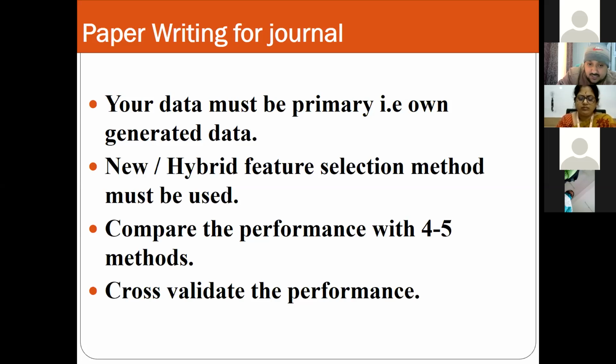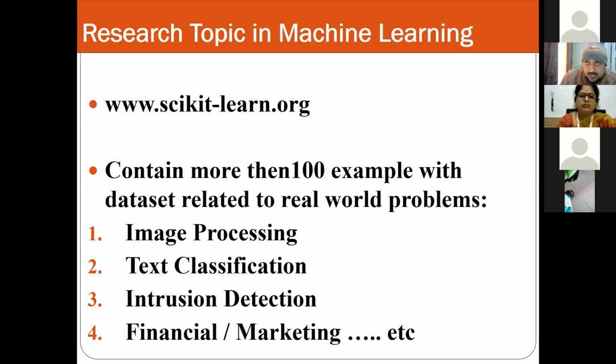We always mention that at least you have to compare your proposed method with 6 to 7 different methods, and thereafter you have to validate the performance of your proposed method, and then you have to also apply the statistical testing. And most of the time you can find more than hundreds of examples related to this.